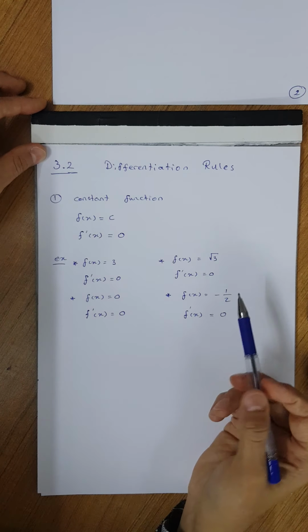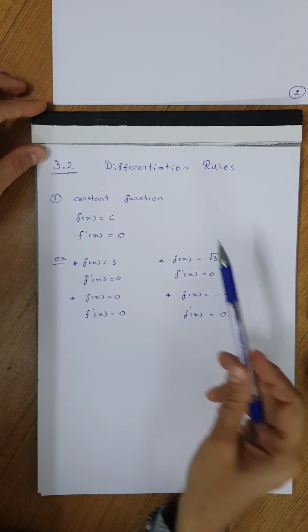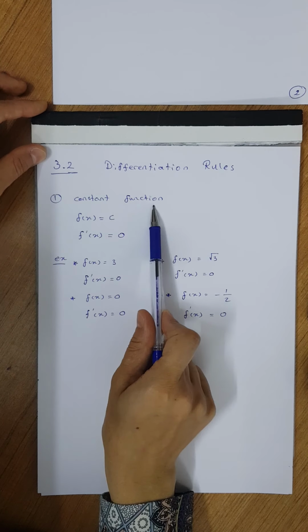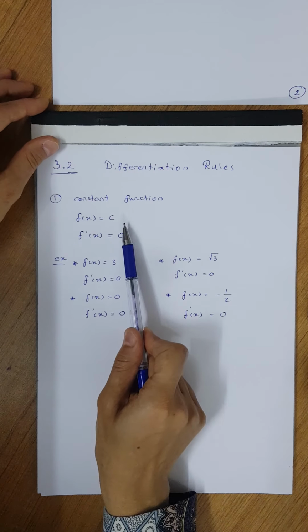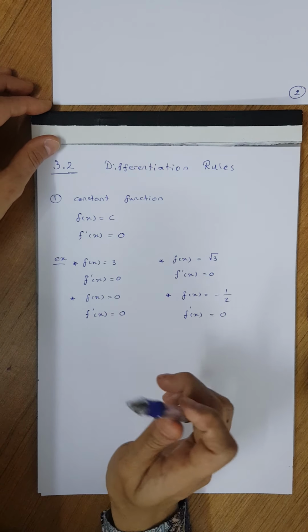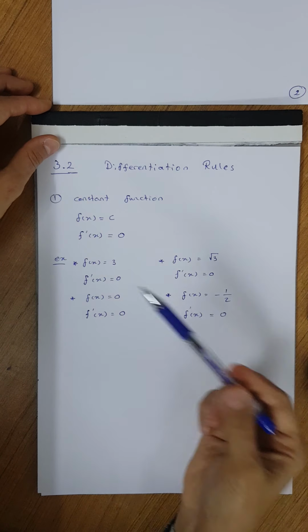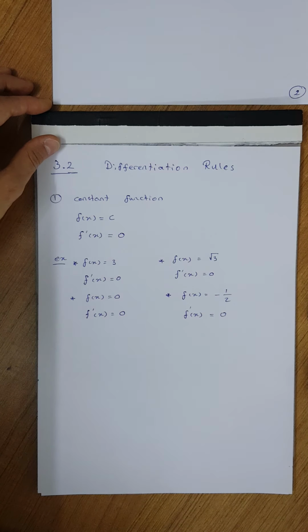So what do we have for the first differentiation rule? If you have got a constant function where f of x is equal to c, c is given any number, the derivative of that constant function is equal to 0. And here are the examples.